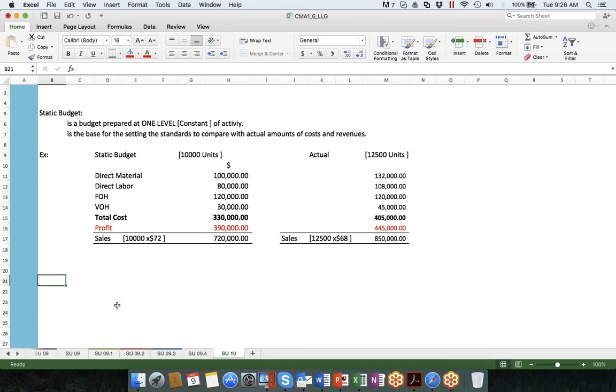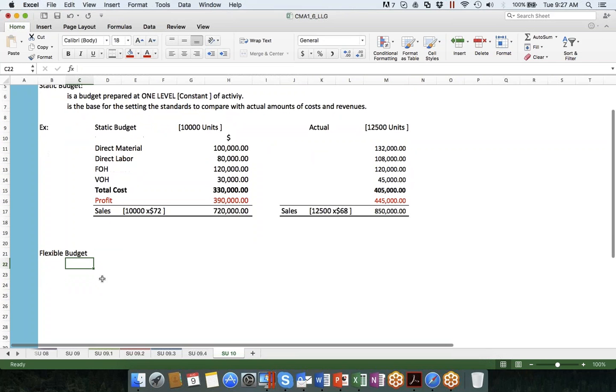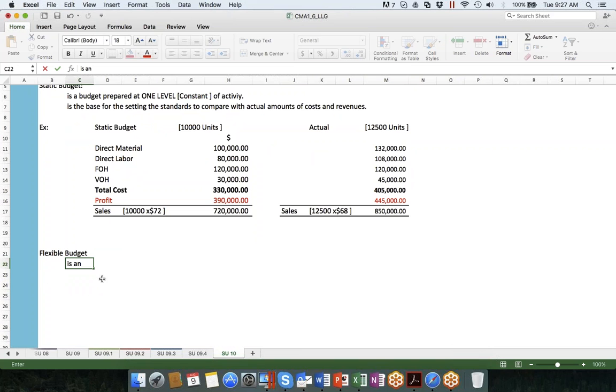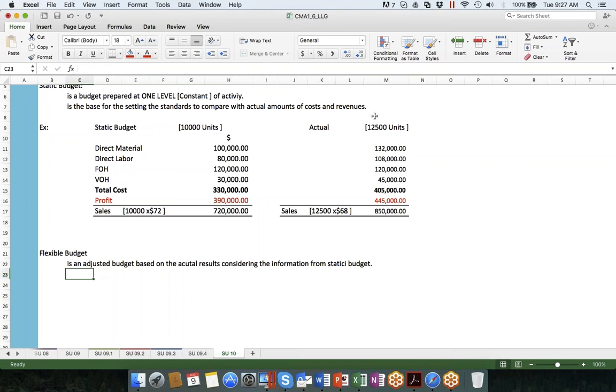That is the reason why you need to prepare a static budget or a flexible budget. Because you cannot compare the cost of 10,000 units with 12,500 units. We cannot justify that unless you have adjusted figures here. A flexible budget is an adjusted budget based on the actual results, considering the information from the static budget. Flexible budget is used for variance analysis, because the amount is different, the volume is different.